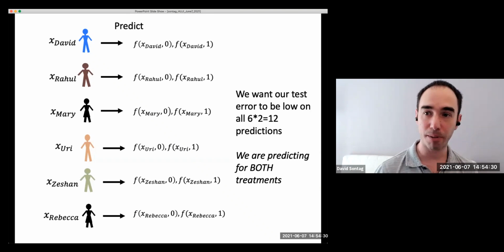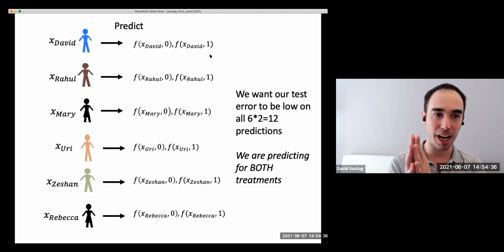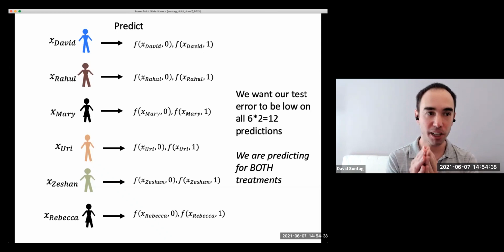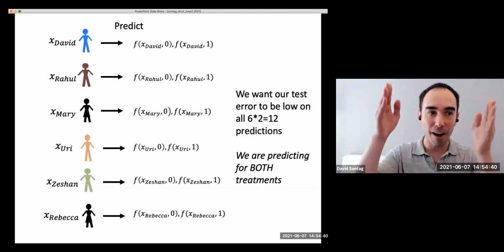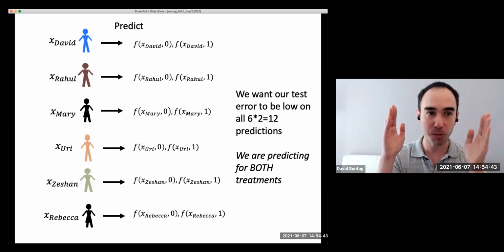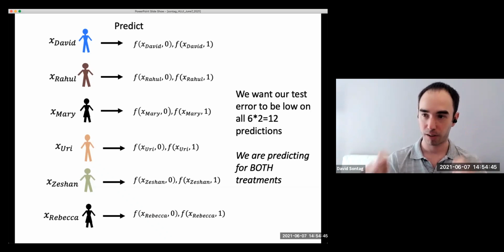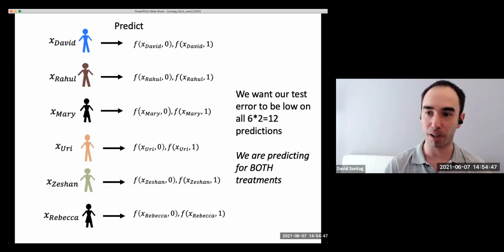We might also want to know what happens to them if we were to give them treatment 1. So that would be looking at f of x David, comma 1. At test time, we're interested in knowing the predictions for every value of the treatment, because that's what we need in order to choose among the treatments. In particular, we want our test error to be low on all 6 times 2, 12 predictions, because we're predicting both treatments at test time.